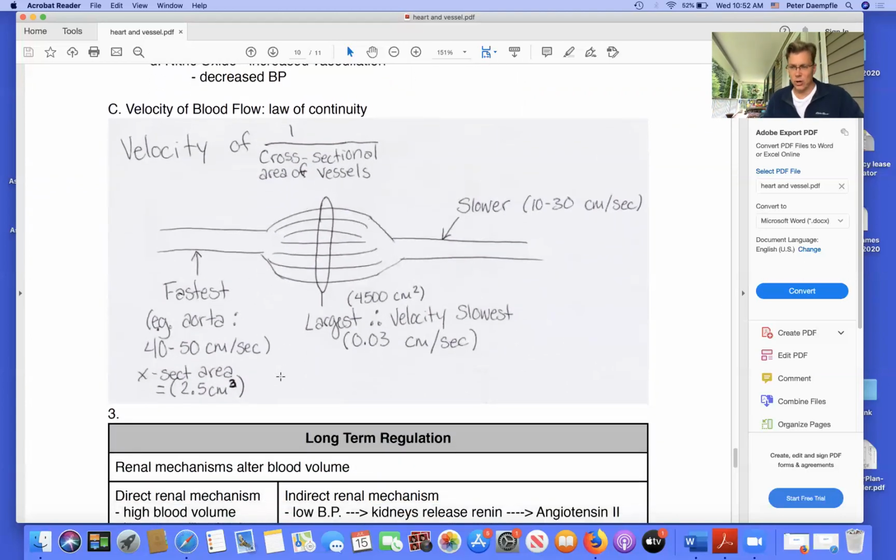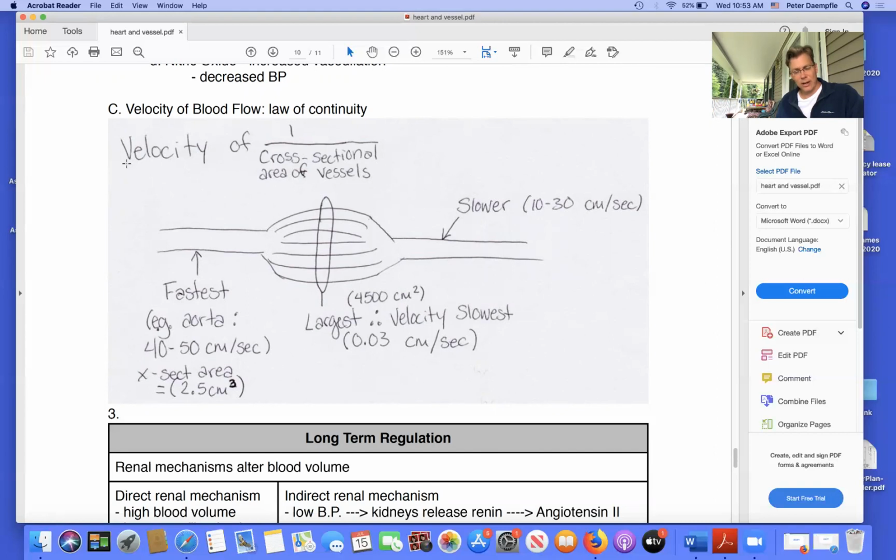There's a principle known as the law of continuity that says that the greater the cross-sectional area of the vessel, the slower the velocity of blood. In other words, velocity of blood is equal to 1 over the cross-sectional area of the vessels. So they're inversely related. Let's take a look. An aorta tends to have blood flow of 40 to 50 centimeters per second. The veins, 10 to 30 centimeters per second.